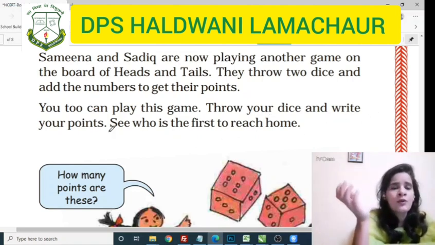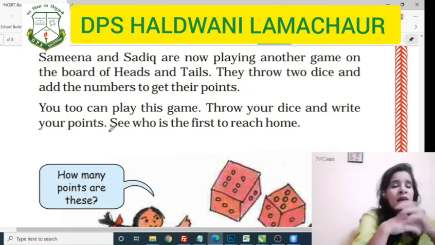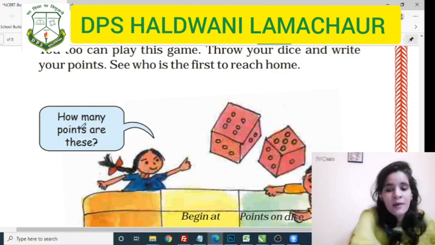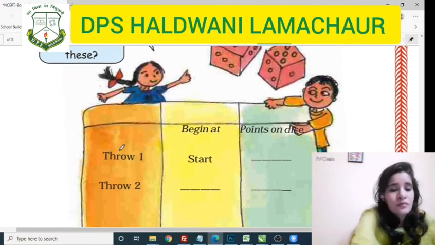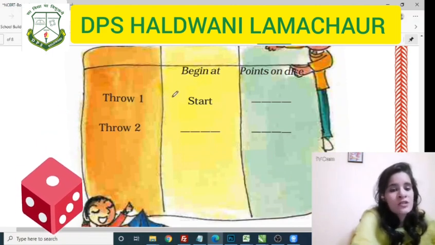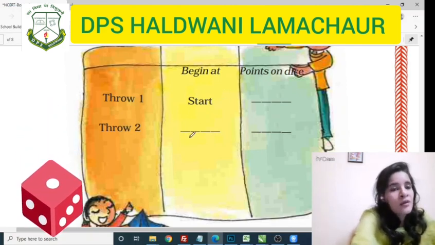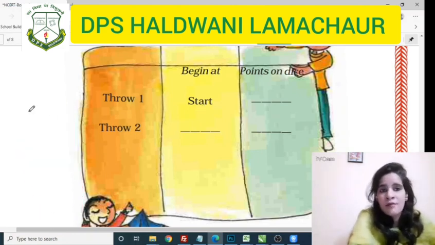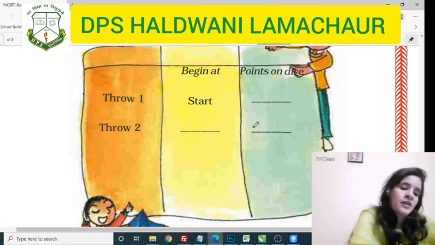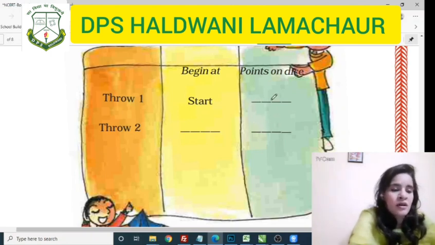Now what you have to do? You just have to take a dice and throw it, and whatever number is coming you can write down on paper. आपको वो अपने पेपर पे लिखना है. How many points are these? So you have to make this chart. First is when you begin, the first time you throw, which number you have got, and the second time you throw, which number you have got. Suppose the first time I throw, I get 6, so here I will write 6, and the second throw if I get 4, I will write 4 here. So here we will write the numbers.